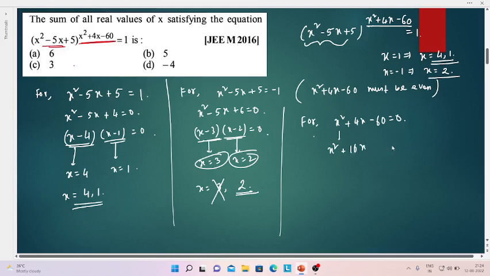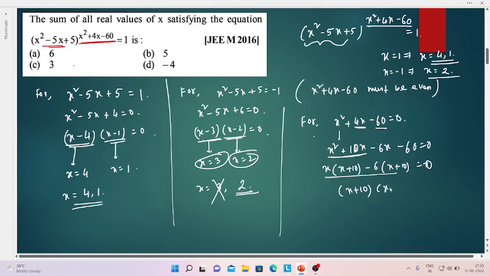plus 10x minus 6x minus 60 equals to 0, right? We can write down 4x as 10x minus 6x, minus 60 is there. So if we take common x from these two terms, we'll have x times x plus 10 minus 6 times x plus 10 equals to 0, right? So let me take common x plus 10 from there. So we will have x plus 10 into x minus 6 equals to 0, right?